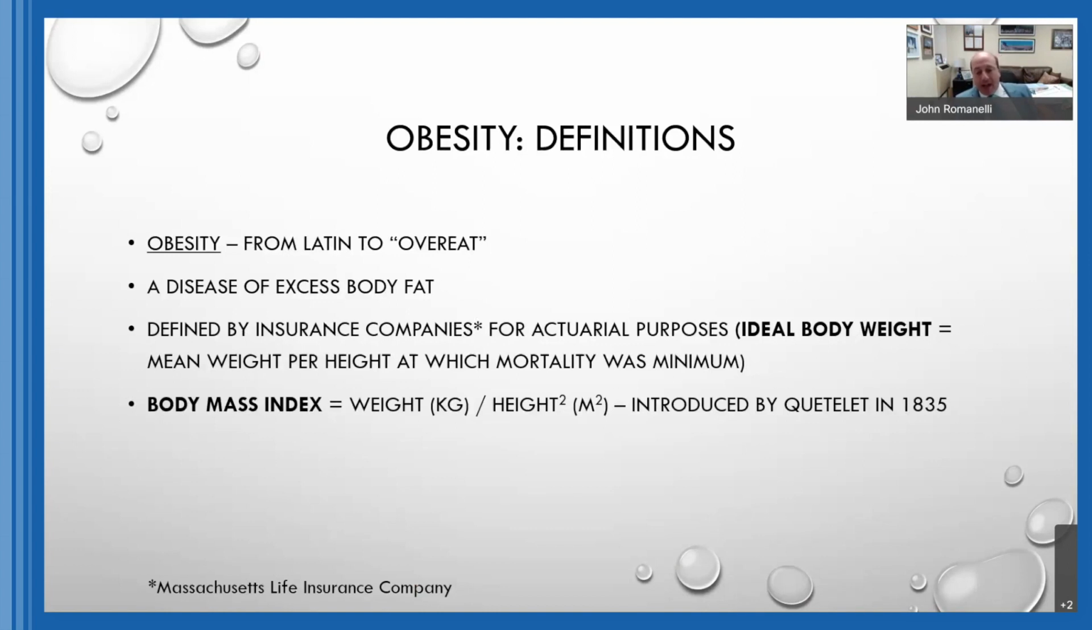So, for example, ideal body weight, which is ideal perhaps if you seek to be a supermodel, is your mean weight per height at which mortality was minimum. And that, by the way, was determined by the Massachusetts Life Insurance Company. So ideal body weight comes from our own very Commonwealth, Massachusetts.